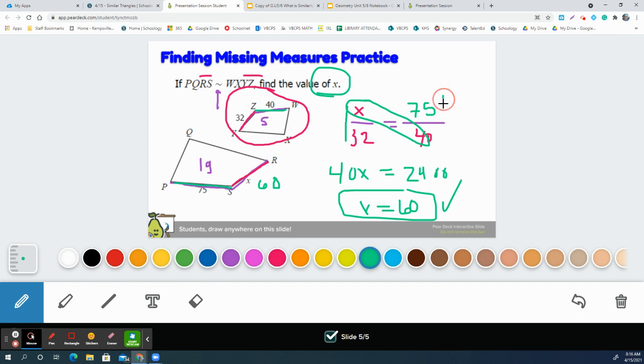You're right. I just did this backwards of what I've been telling you to do, didn't I? I put the large on the top and the small on the bottom. So if we do it the other way, it'll still work out the same. 32 over x and 40 over 75. This is the small on the top and the large on the bottom. It's still going to be 32 times 75 and x times 40. I'm glad you noticed that. Thank you.